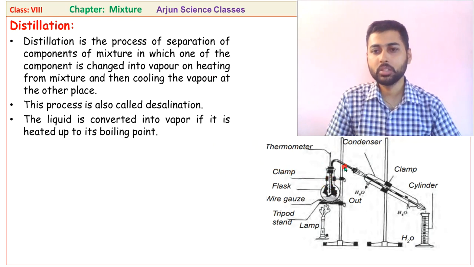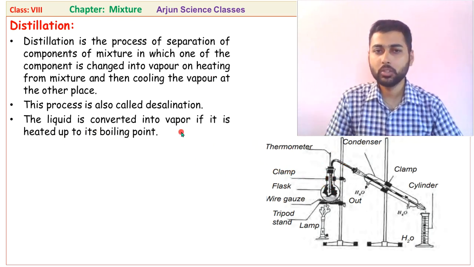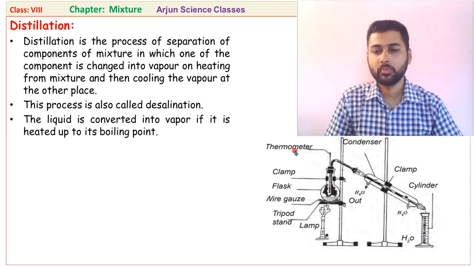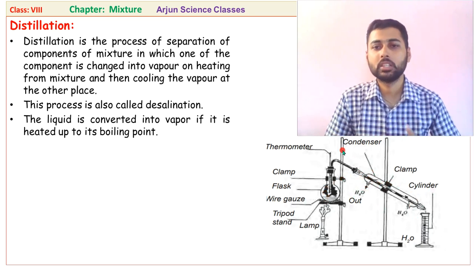By this process we can get pure water, and the liquid is converted into vapor if it is heated up to its boiling point. Here you can see the thermometer. Here apparatus are arranged for the distillation process. Different apparatus are arranged.